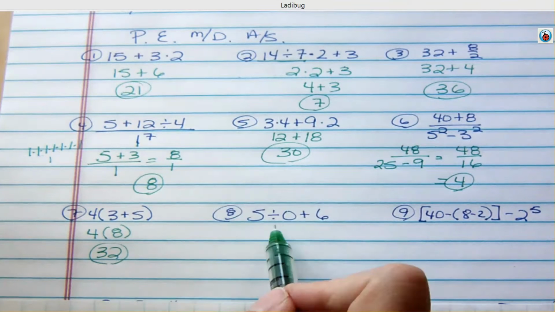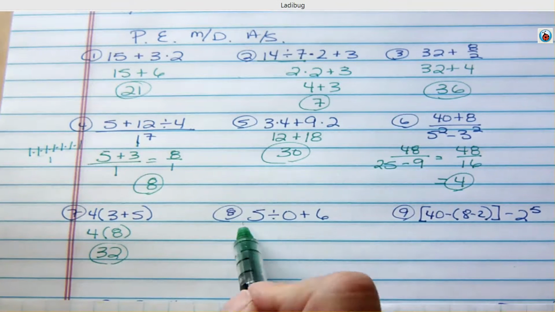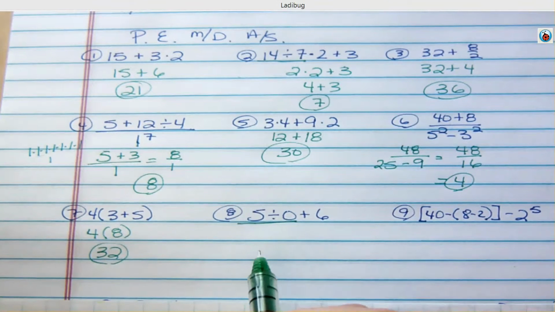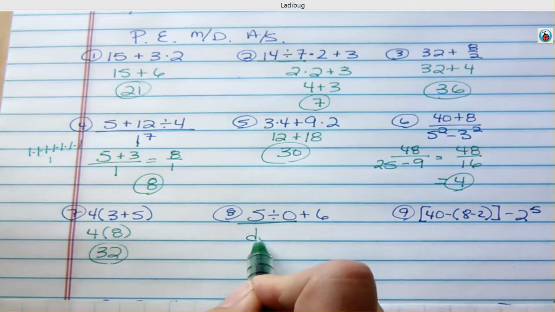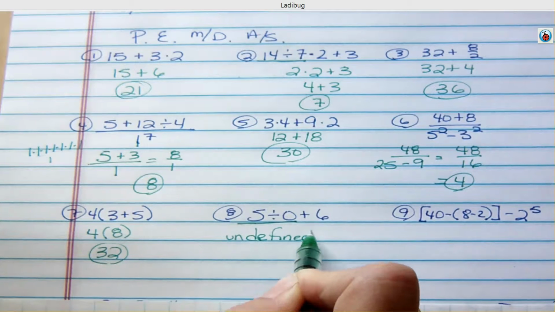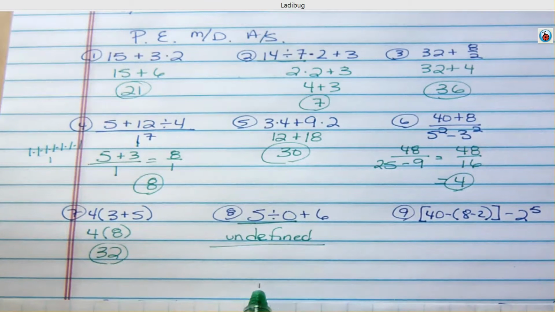Now on this one, I've got a division and addition. I'm going to do the division first. 5 divided by 0, boom. I can't divide anything by 0. 0 can never be my divisor, so that would be undefined. Can't be done, so I would just stop right there.